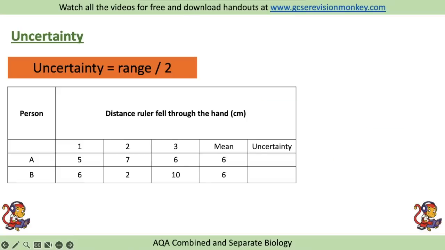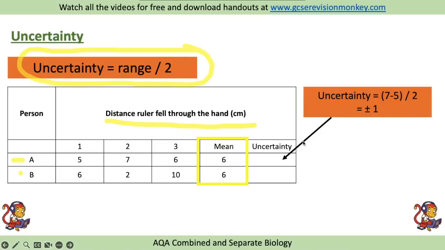Also, uncertainty can come up on any paper. Uncertainty is calculated by the range divided by 2. For example, this is a set of results with 2 people, A and B, and it measured the distance the ruler fell through their hand. So they've taken 3 repeats and calculated the mean. You'll notice the mean is the same for both people, but the uncertainty will be different. So uncertainty in the person A's case would be 7 minus 5 divided by 2, because the biggest number is 7, smallest number is 5. That gives us our range, and then divided by 2. So our uncertainty would be plus or minus 1.